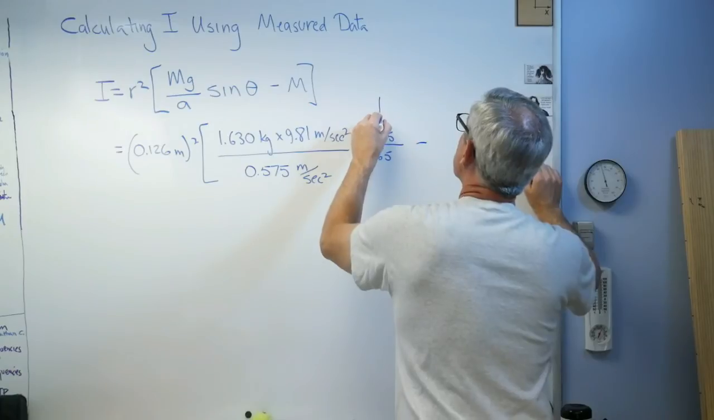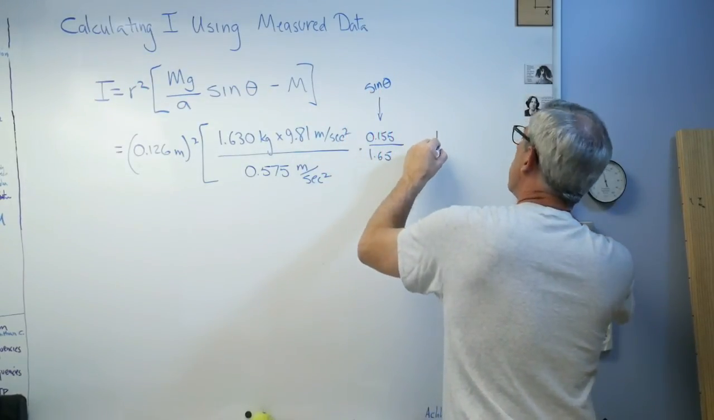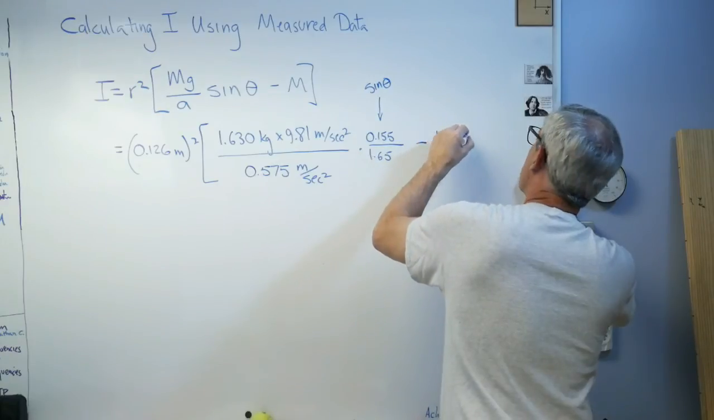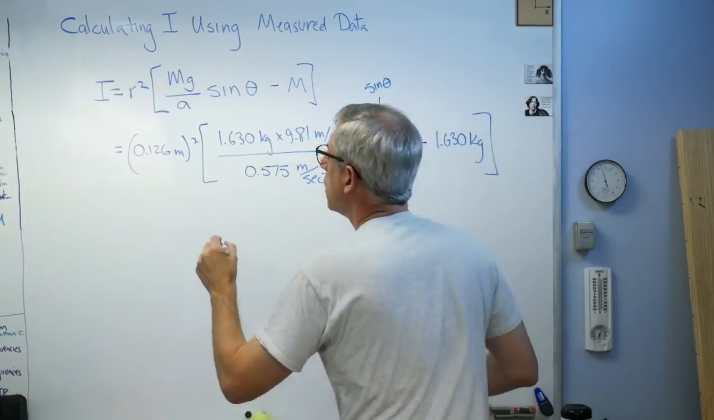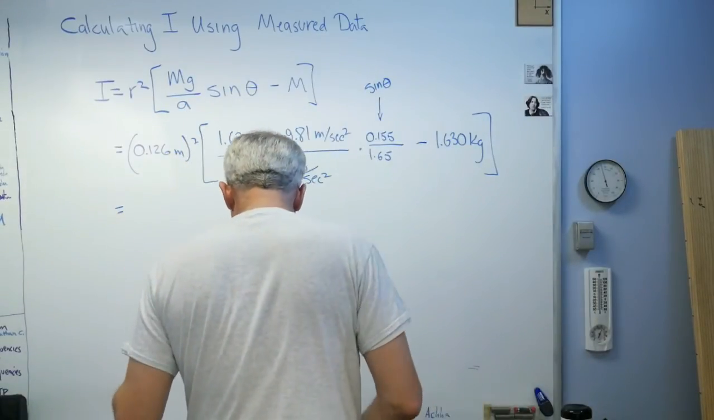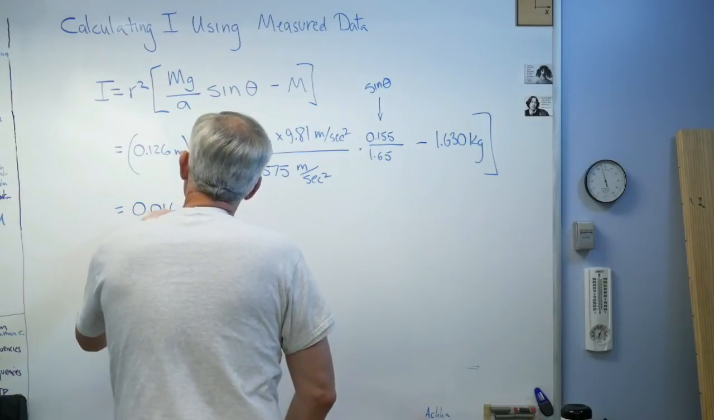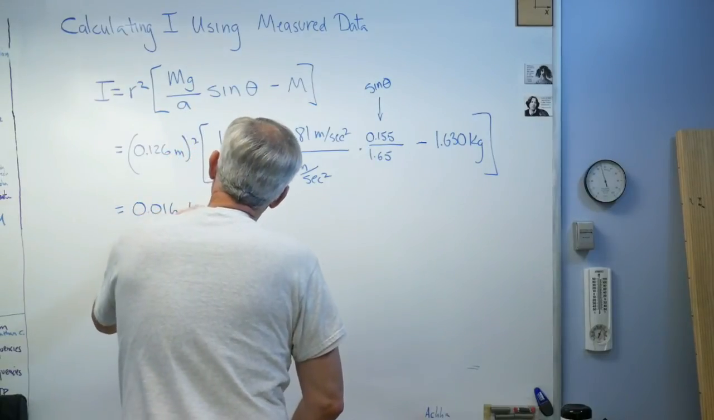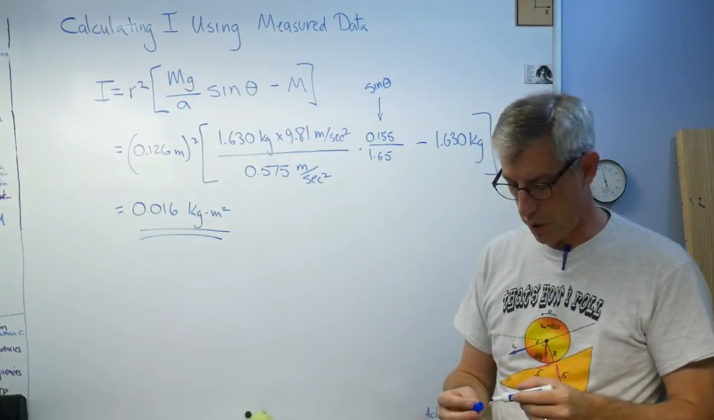Okay, that is sine theta. Last thing I need to know is 1.630 kilograms. There's the expression. Work this out, and what you finally get is 0.016 kilogram meters squared.